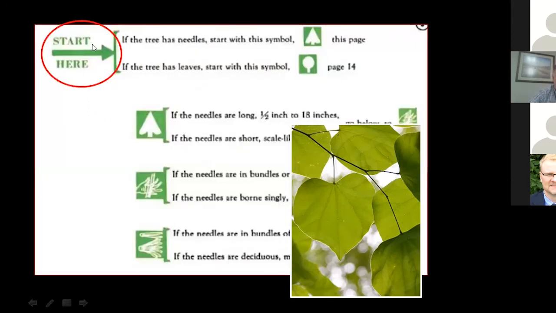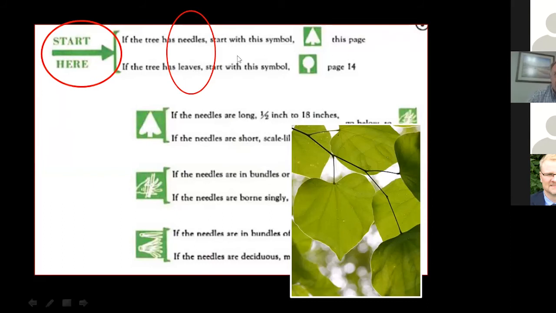I love this on page 5. I love it where it says start here. Okay. The two important words, does it have needles or leaves? Well, that looks like a leaf to me. So we're going to go on to page 14. We're on page 5. You may not be able to see it up there, but there's a 5 right there in that circle. So between page 5 and page 14, we've just jumped over all that.